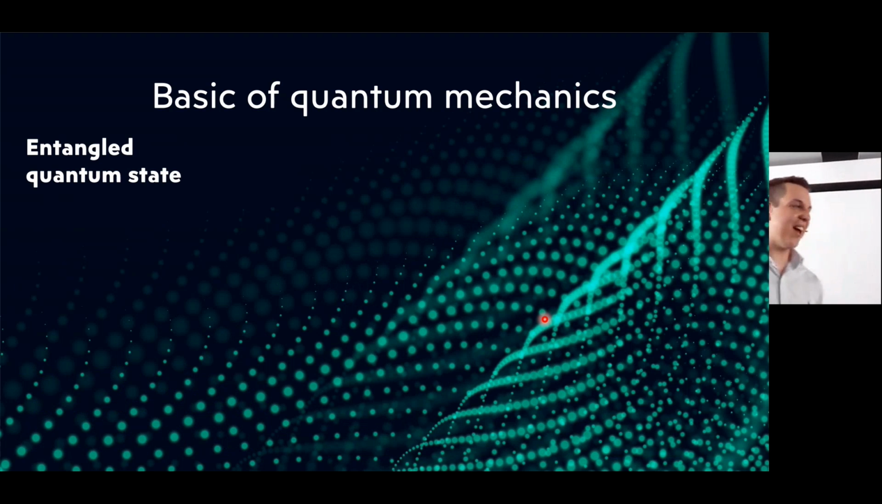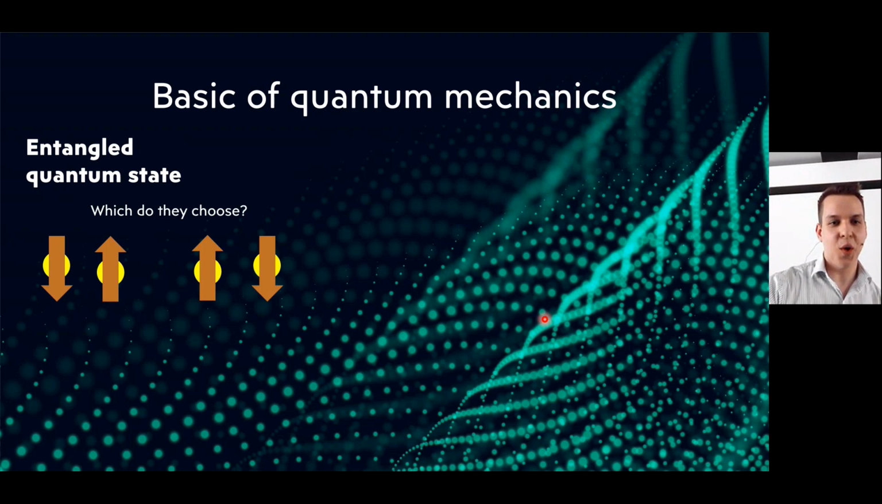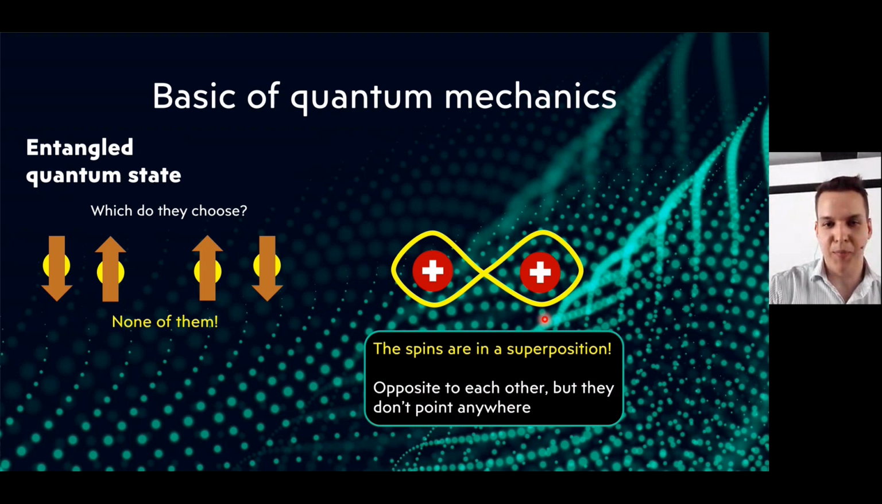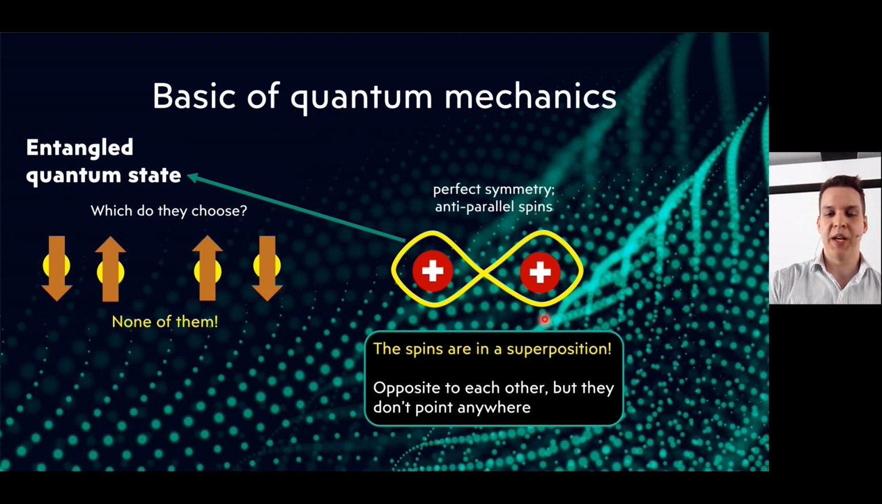And now to the question, the entangled quantum state. We know that in a superposition, they have all different states. So there can be 0, 1, or both at the same time. And the quantum state that is entangled has all this at the same time. So this is the question: which do they choose? I asked before, and they choose none of them because they're pointing everywhere at the same time. They're in all the states. This is in a superposition, it has a perfect symmetry, as I said, and is anti-parallel.